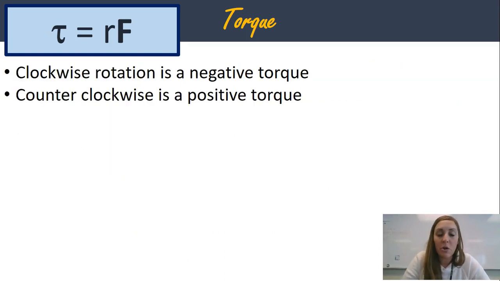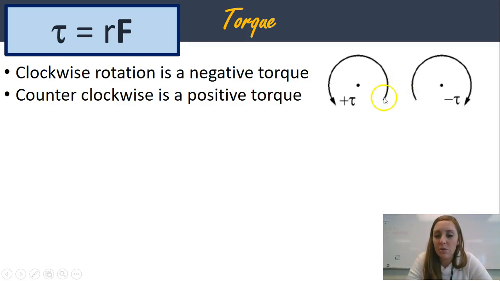All right, two things you need to know about torque. A clockwise rotation is considered negative torque, and a counterclockwise is positive torque. And that always makes people take pause, because, you know, why would counterclockwise be positive? But let me show you why. If you draw these pictures, this shows a positive torque in the counterclockwise direction, and this shows a negative torque in the clockwise direction. And clockwise means it goes like a clock is going around.